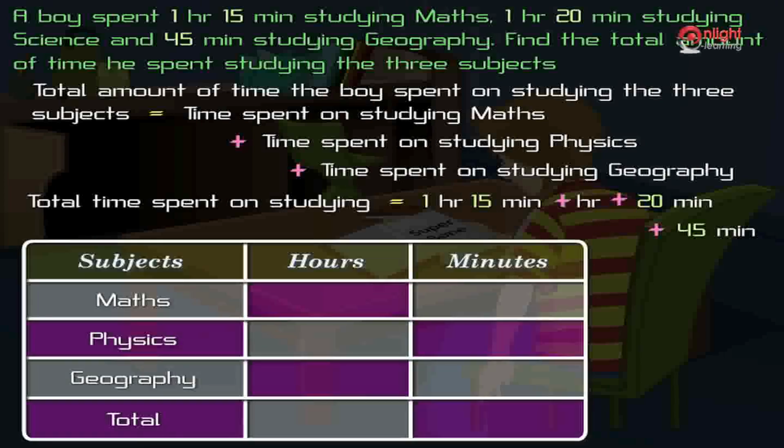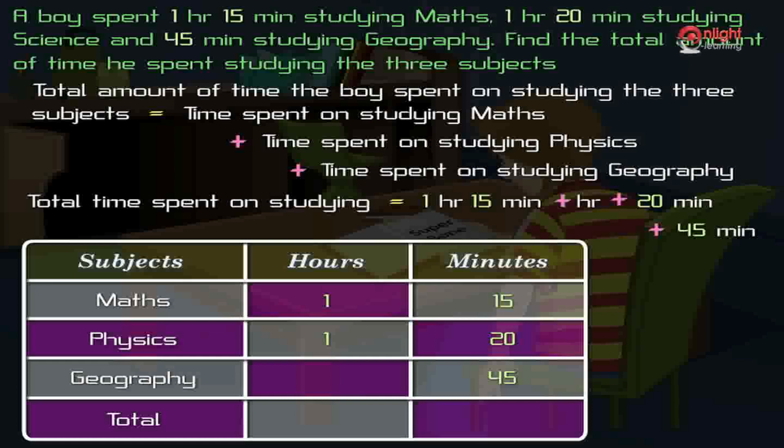The columns in this case are hours and minutes. Hence, we write 1 and 1 under the hour column and write 15, 20 and 45 under the minutes column as shown. The columns are arranged such that the smaller units of time lie towards the right and the bigger units of time lie towards the left. We now start the addition from the right.